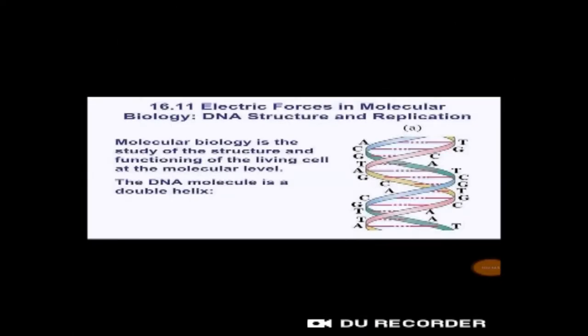Good day, everyone. This is all about electric forces in biology, specifically DNA. Classical electrostatics has an important role to play in modern molecular biology. Large molecules such as proteins and nucleic acids, which are so important to life, are usually electrically charged. DNA itself is highly charged. It is the electrostatic force that not only holds the molecule together, but gives the molecule structure and strength.